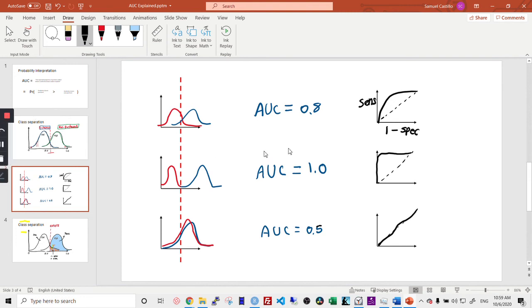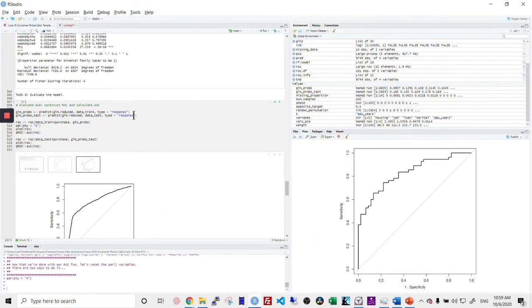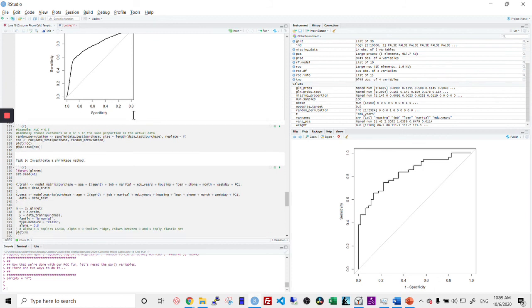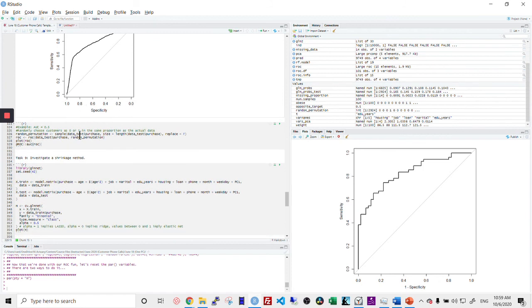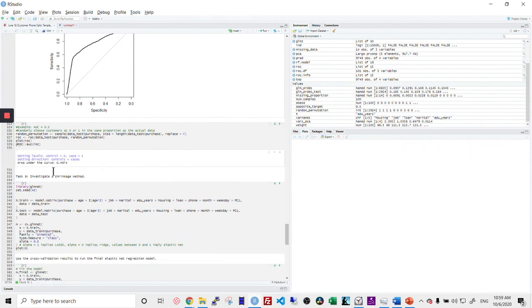Finally, in R, you can actually experiment. I have the question open right here, and I've written some code which basically randomly chooses customers as 0 or 1 in the same proportion as the actual data. I don't need to go through the details of how this works, but the gist of it is that if you do that, then you get an AUC of about 0.5, 0.4974. So that's just a way of verifying the logic behind your model.